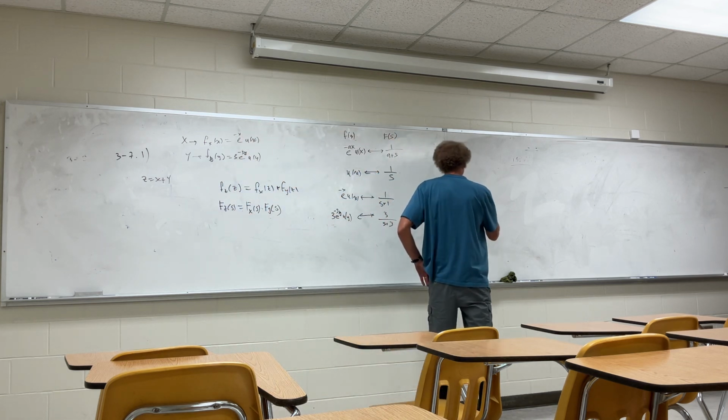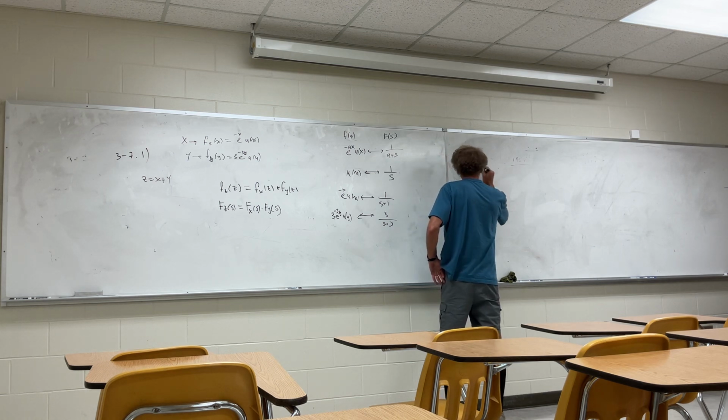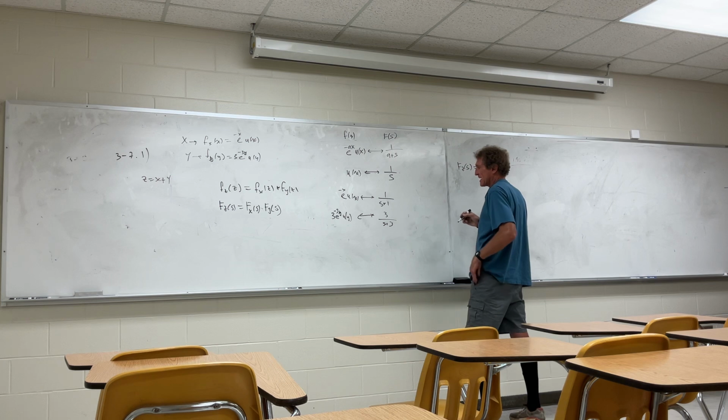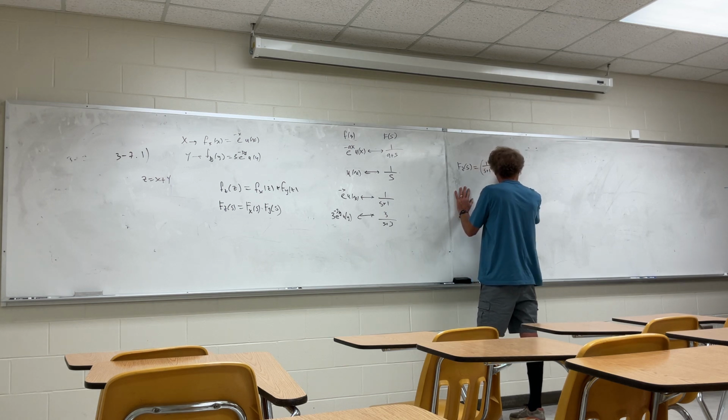Now, if we have that, the next thing we do is this. We say, therefore, my F of z of s, I may have done this exact problem, but I don't remember if it's the same exact problem. It seems to be. Now it's just going to be 1 over s plus 1 times 3 over s plus 3.